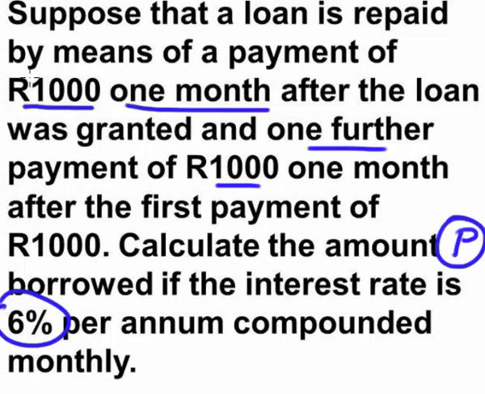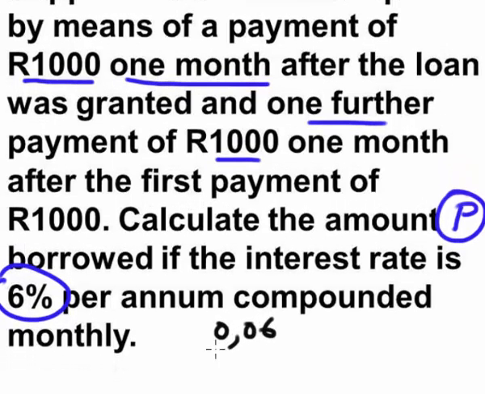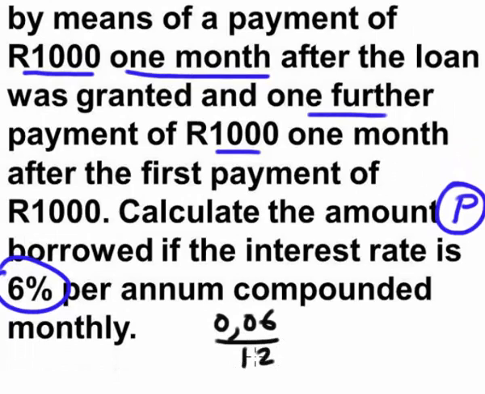Suppose that a loan is repaid by means of 1,000 Rand 1 month after the granting of the loan, and 1,000 Rand after that. Calculate the amount borrowed. The interest is 6%. So it's 0.06 divided by 12, which is your monthly interest rate. It's 6% per year, divided by 12, and they want to know how much was borrowed.